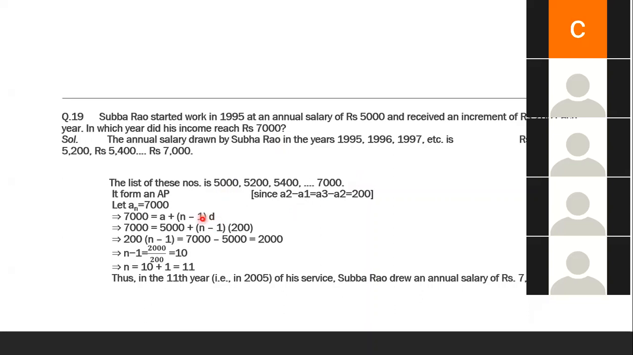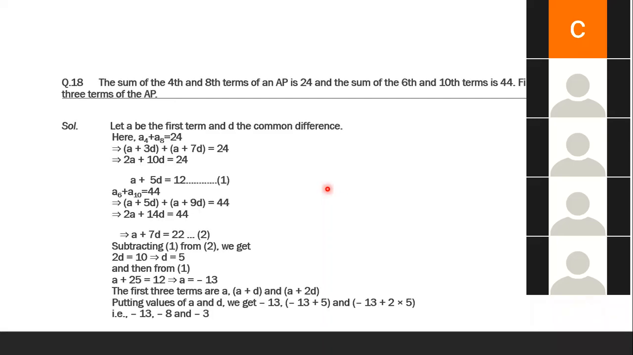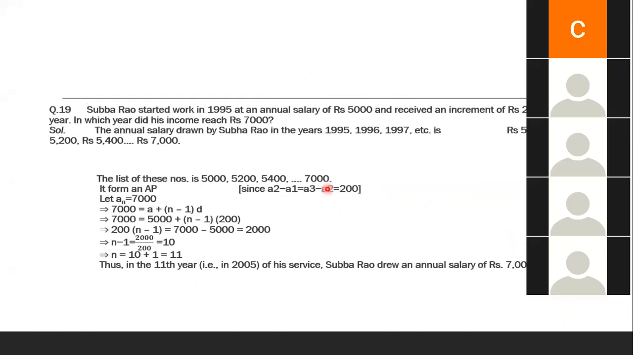Any doubt? So in this, what is the A value? 5,000. What is the D value? 200. What is AN? 7,000. Now tell me the answer. 11th year, ma'am.